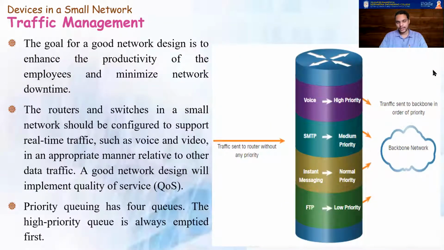Next comes traffic management. When you're planning for the devices, you can't say that all the traffic is the same. Obviously, there will be high priority traffic like voice and live streaming, and then comes SMTP traffic, which is medium priority. Then comes instant messaging or FTP type of traffic. In order to handle this, quality of service should be implemented. The best way of doing it is queuing, so that whenever traffic comes in, based on the priority of the traffic, it is emptied first. Rather than giving the same priority to all types of traffic, we can assign priorities based on the requirements, so that the quality of service can be maintained.